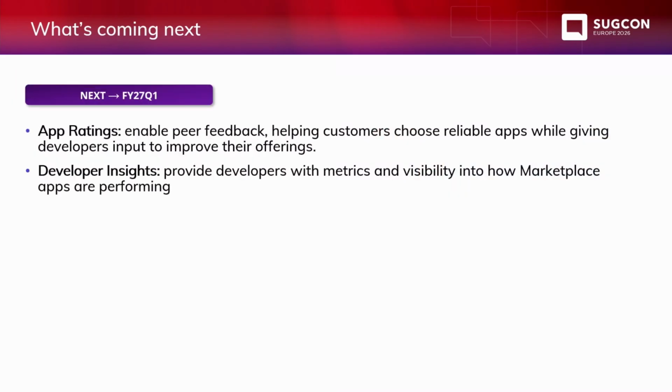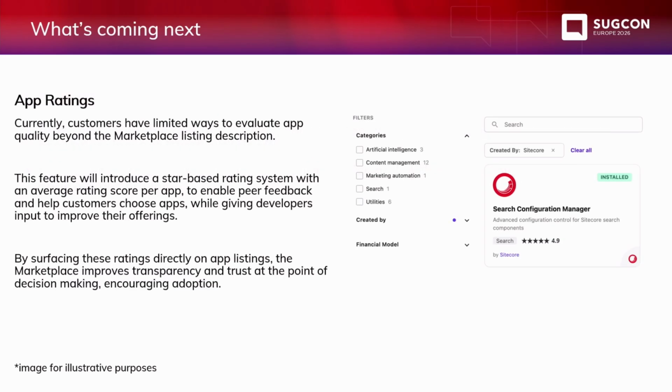Okay, so now let's move on to what is next in our plans: app ratings and developer insights. For the app ratings in the marketplace catalog, customers who have installed and used the app will have the option to rate it with a simple 5-star rating system. These results will be shown right on the marketplace listing, so marketplace visitors can see real peer feedback. Our goal with this feature is to increase transparency and trust at the decision point. We want to help customers choose the right apps and also give the developers clear signals to improve.